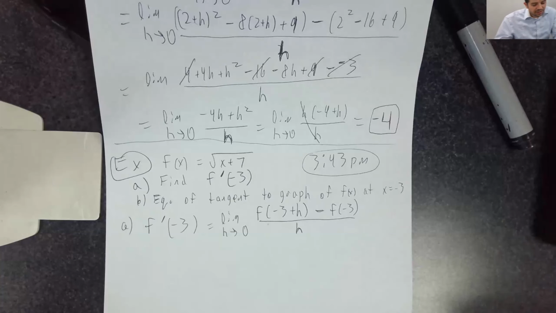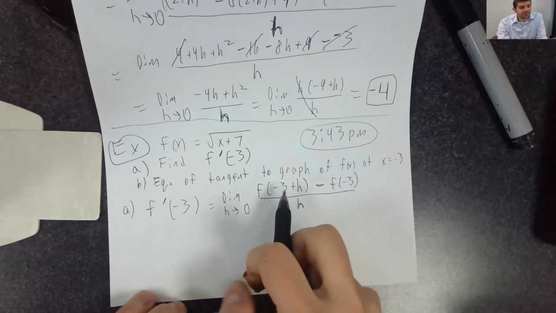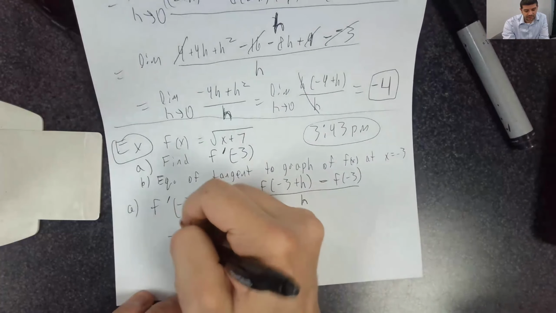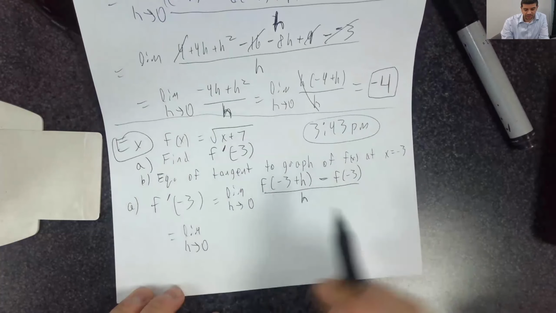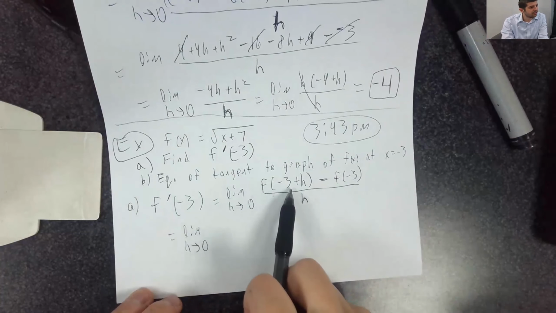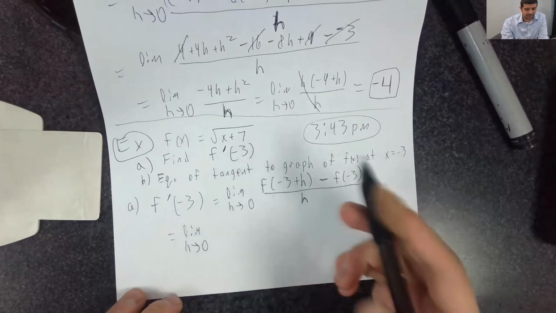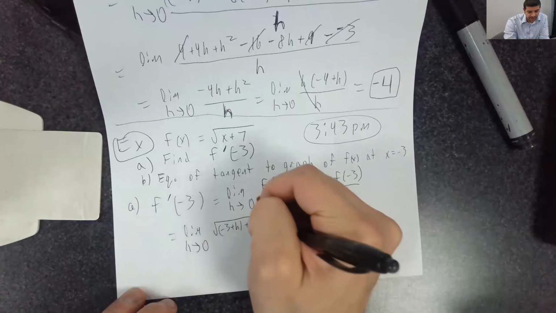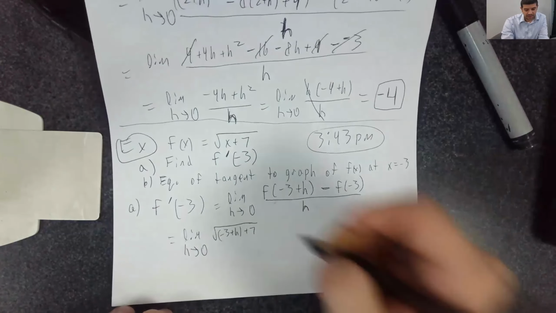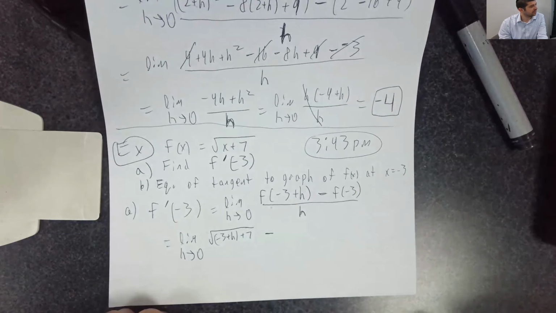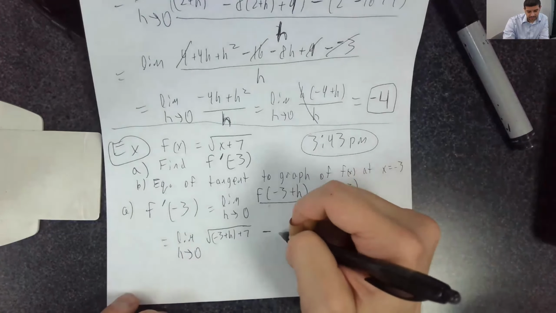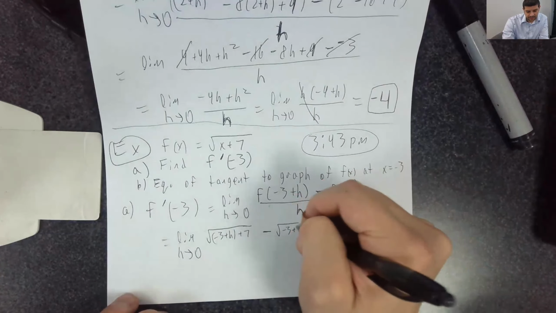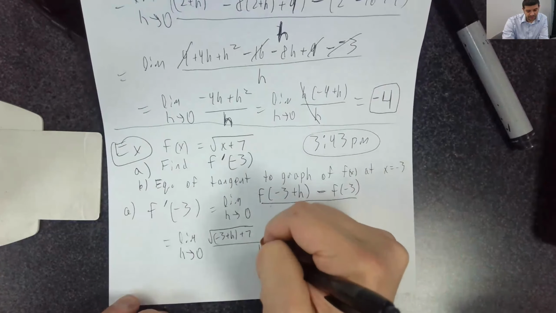Each of these is going to involve an algebra trick. What happens if we plug in -3 plus h? Limit as h goes to 0. If I plug in -3 plus h, what should I write? What will I get? Radical of -3 plus h in parentheses and then plus 7. Good, -3 plus h plus 7, it's all under the radical. Minus, then what do I write? Radical -3 plus 7, all divided by h.